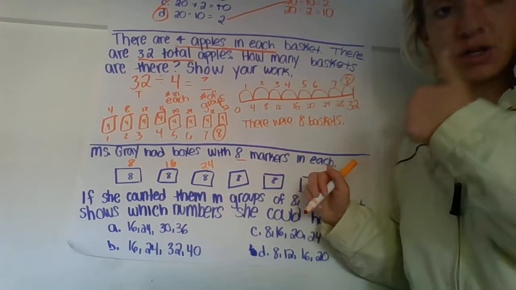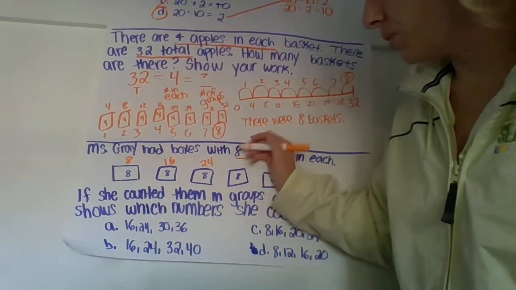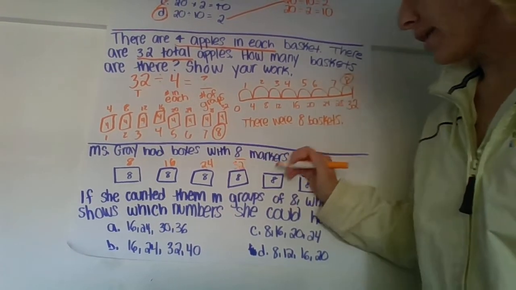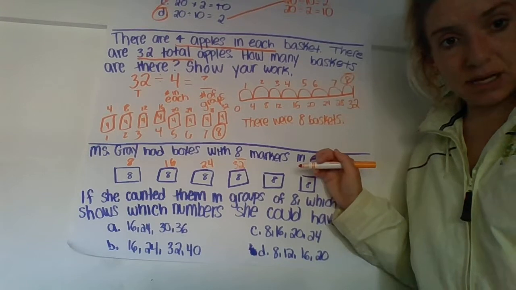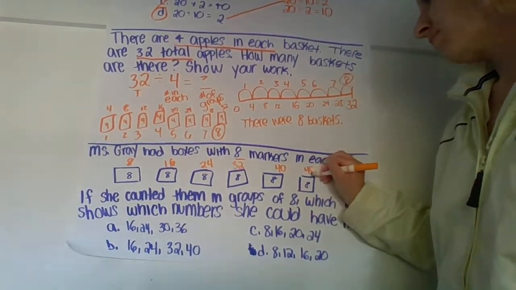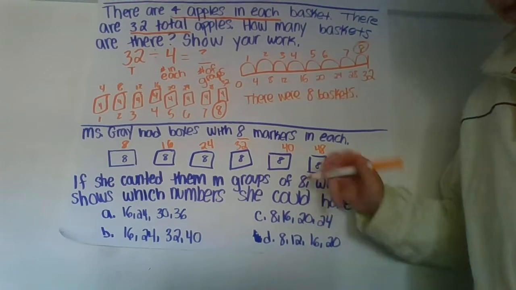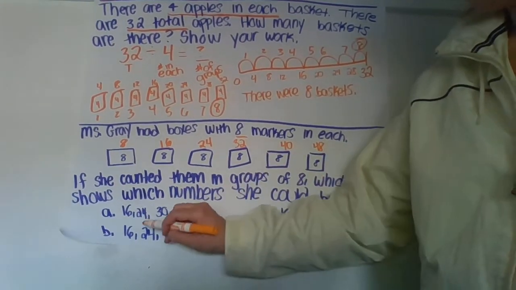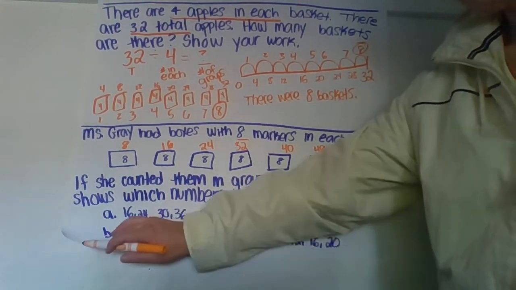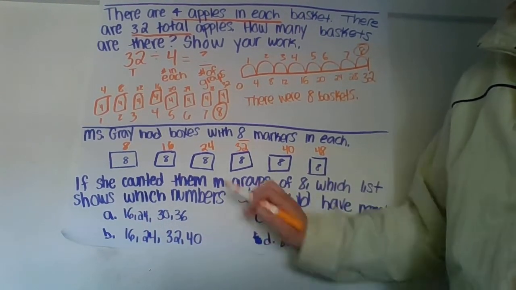4 groups would be 25, 26, 27, 28, 29, 30, 31, 32. I know 32 plus 8 is 40 because 2 plus 8 is 10. And then 40 plus 8 is 48. So that's what it would look like to count by 8 all the way until we're done solving. So let's see which of those could make sense. Letter A says 16, 24, 30, 36.